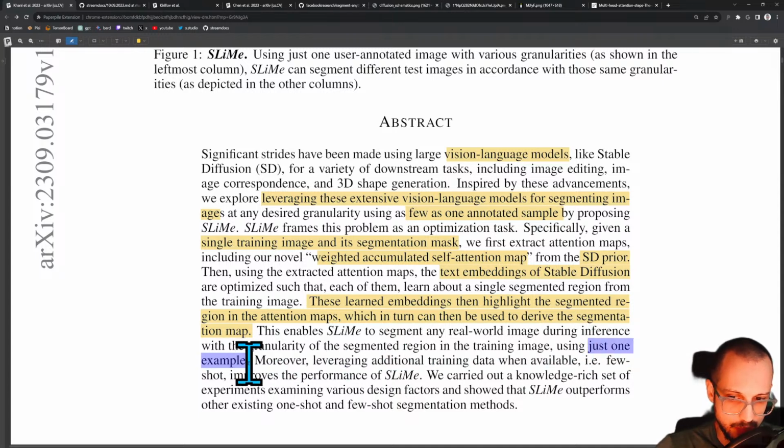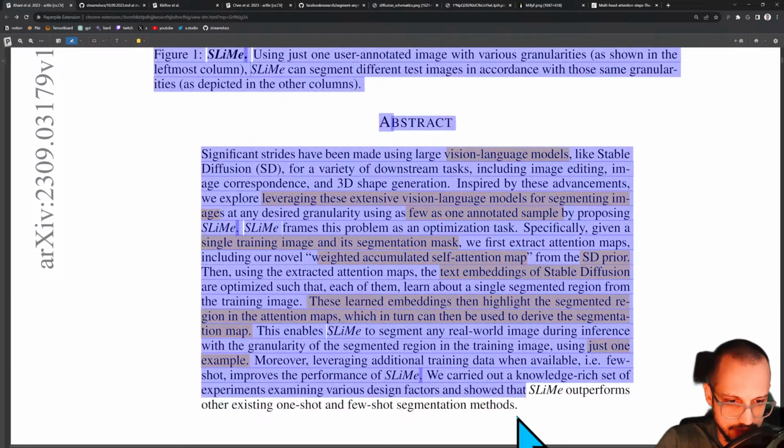Yeah, they're going to keep referencing this over and over again because that's the coolest part of this entire paper, is that all you need is just one picture. One picture and the corresponding segmentation map for that picture. Leveraging additional training data when available, few-shot improves the performance of SLiME. We carried out a knowledge-rich set of experiments examining various design factors and showed that SLiME outperforms other existing one-shot and few-shot segmentation methods. Very powerful.